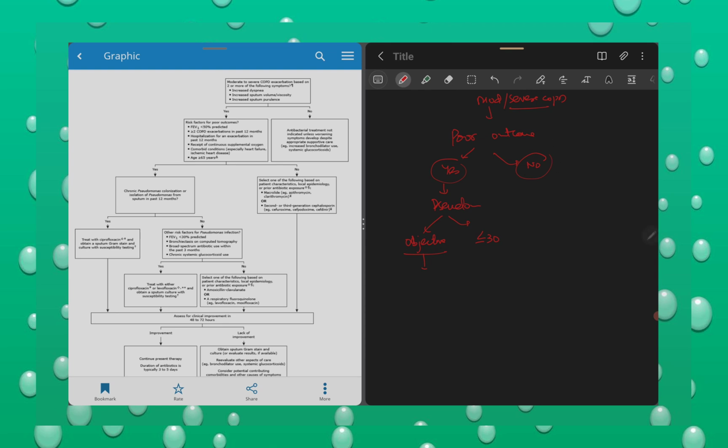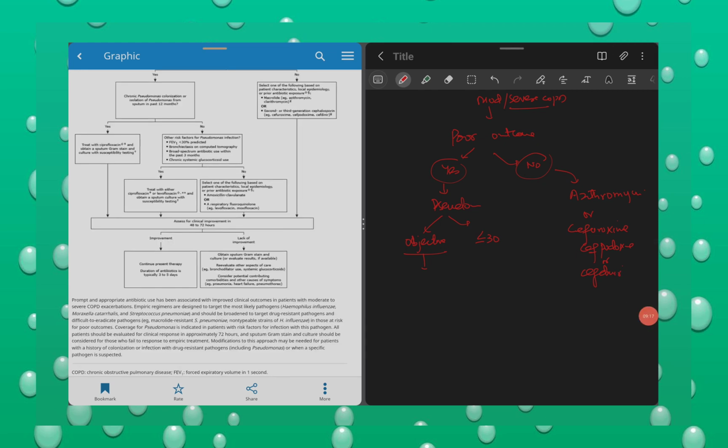For example, in this case scenario, we can use either macrolides, for example, azithromycin. We can use second or third generation cephalosporin. For example, we can give cefuroxime, we can give cefpodoxime or cefdinir, and post which you see whether after 72 hours the patient's clinical symptoms have improved or not. If it has improved, then you continue the therapy for 3 to 5 days. If it didn't improve, then you obtain sputum gram stain and culture. Then you tailor the antibiotics as per reports of the culture and gram stain tests.